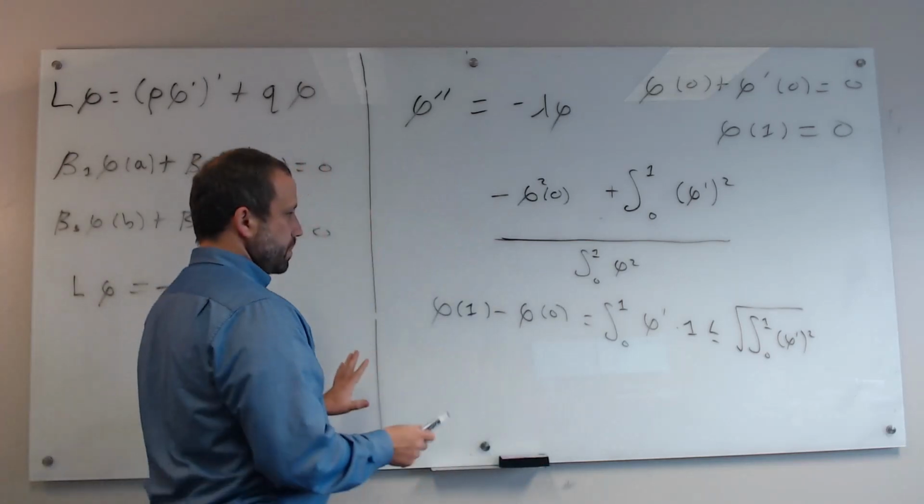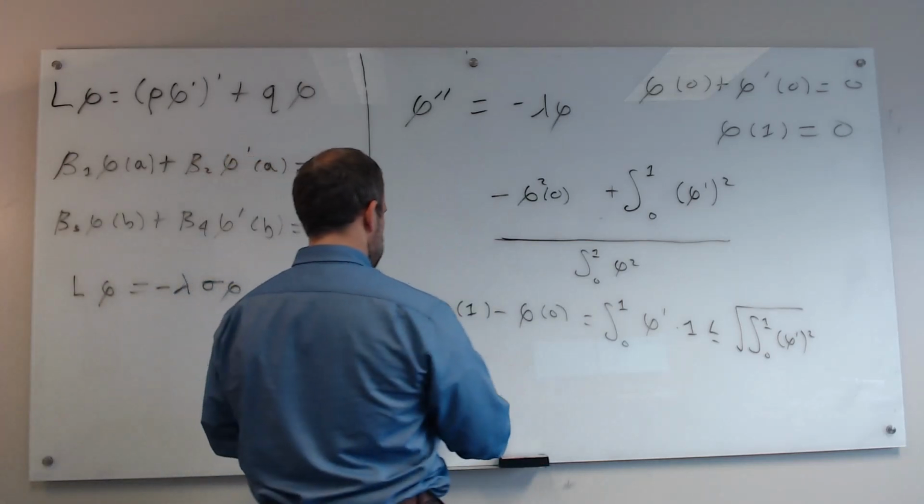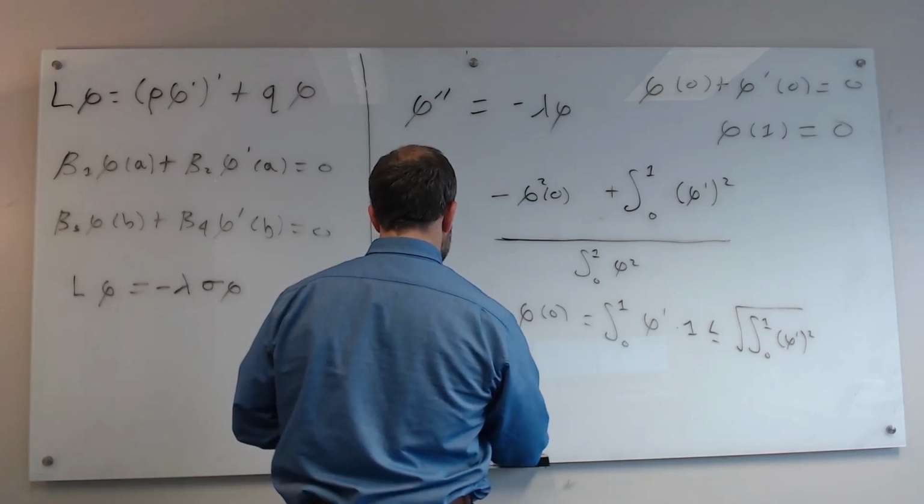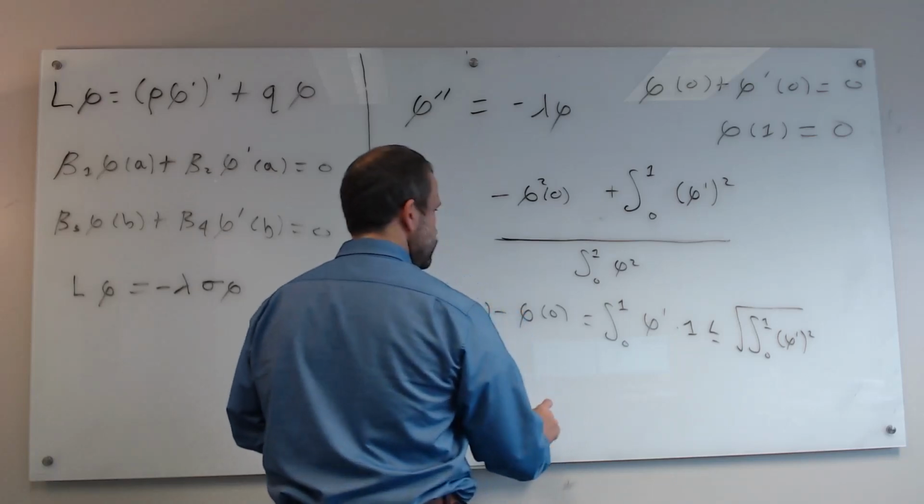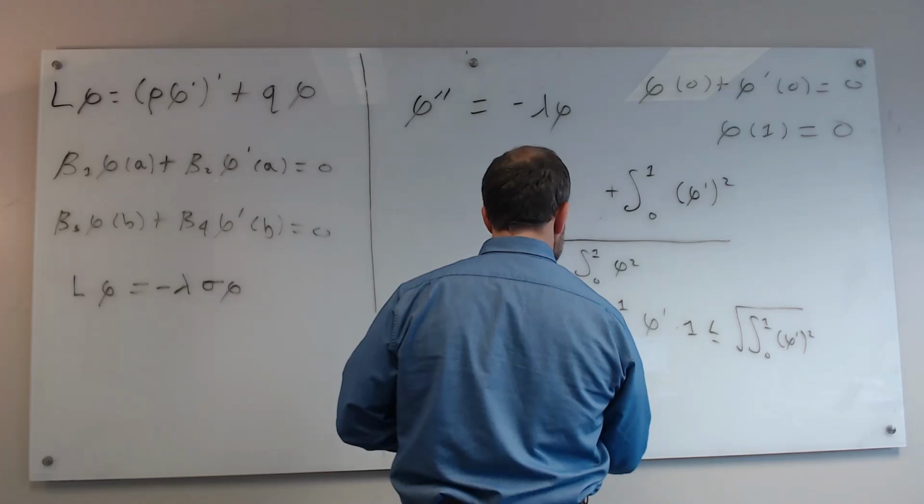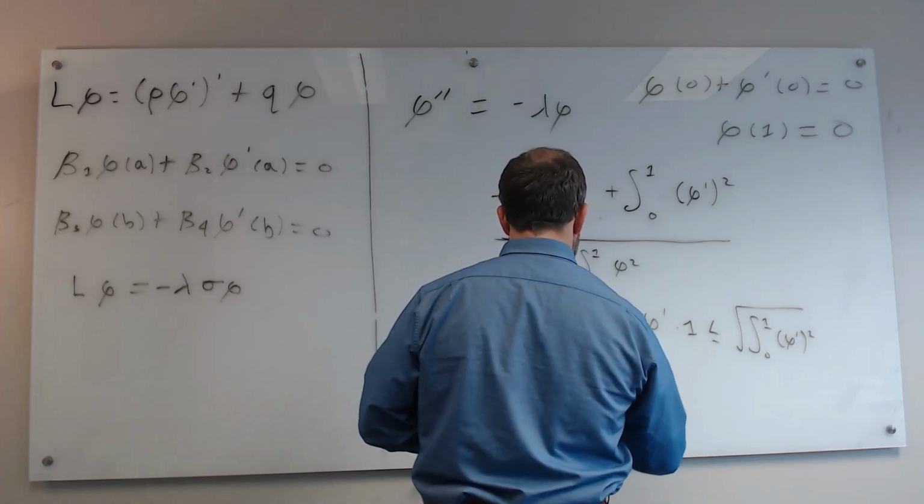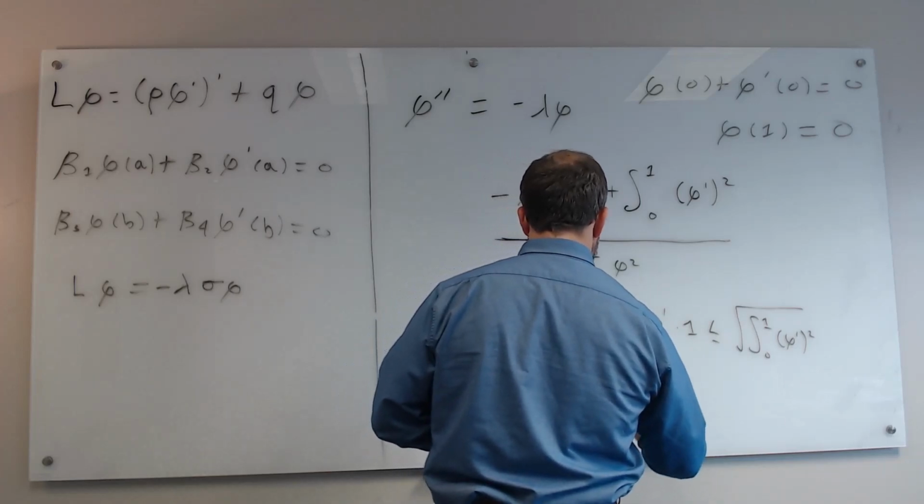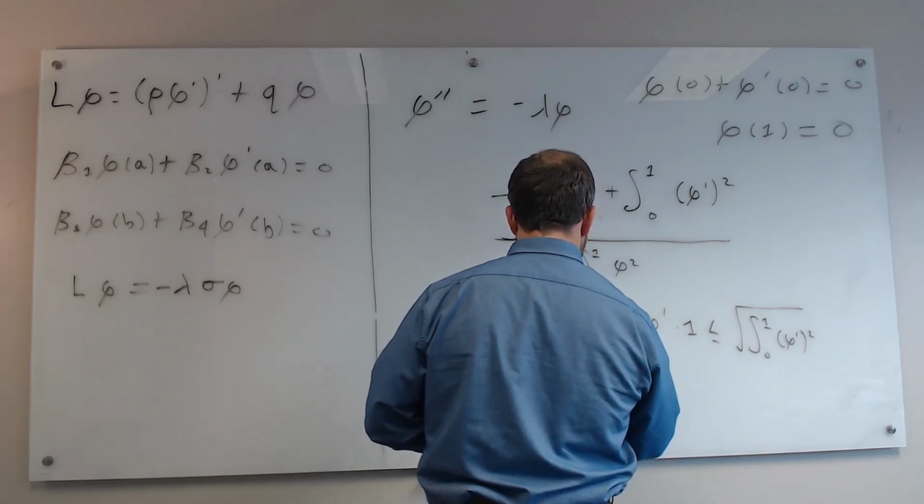So phi of 1 is equal to 0, so this gives me minus phi of 0 is less than or equal to the square root of the integral from 0 to 1 of phi prime squared. So we have something like this.